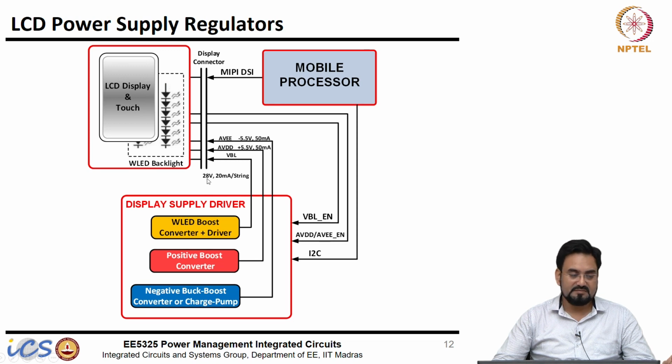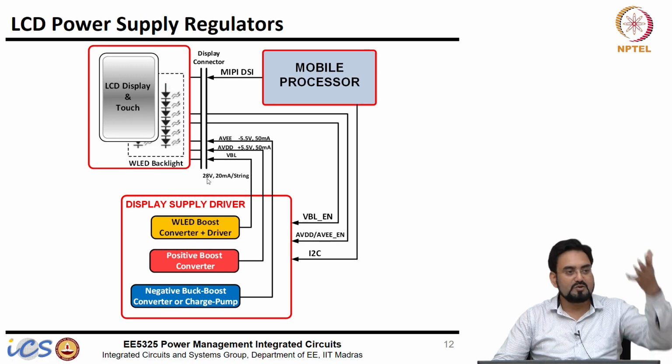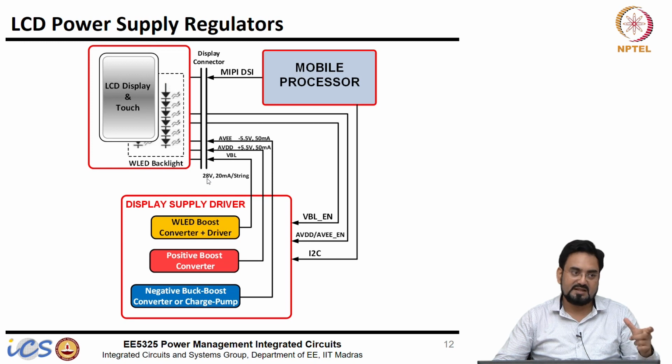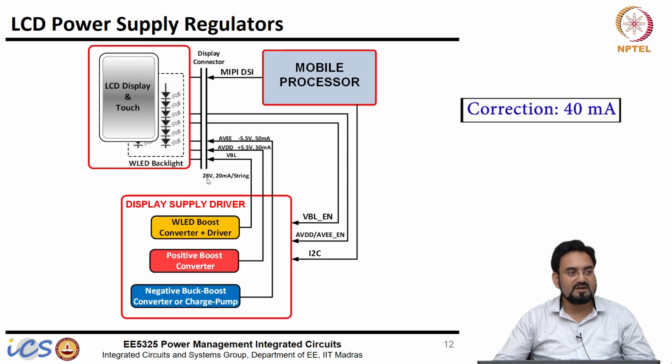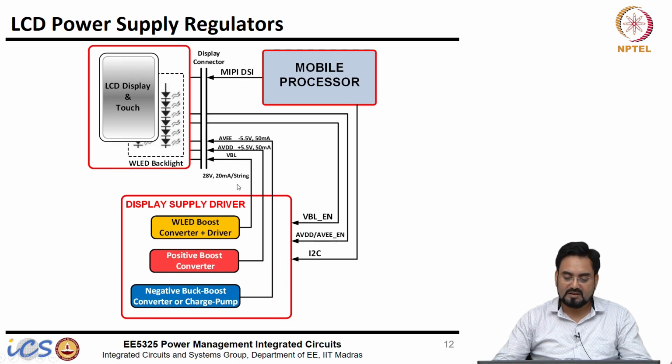But you will be boosting your 3 volt to 28 volt, so you can imagine the duty cycle you require, and that 40 millivolt will get boosted and your inductor current will be very high actually. So that is your white LED boost converter and driver, which generates 20 volt and 20 milliamp per string.